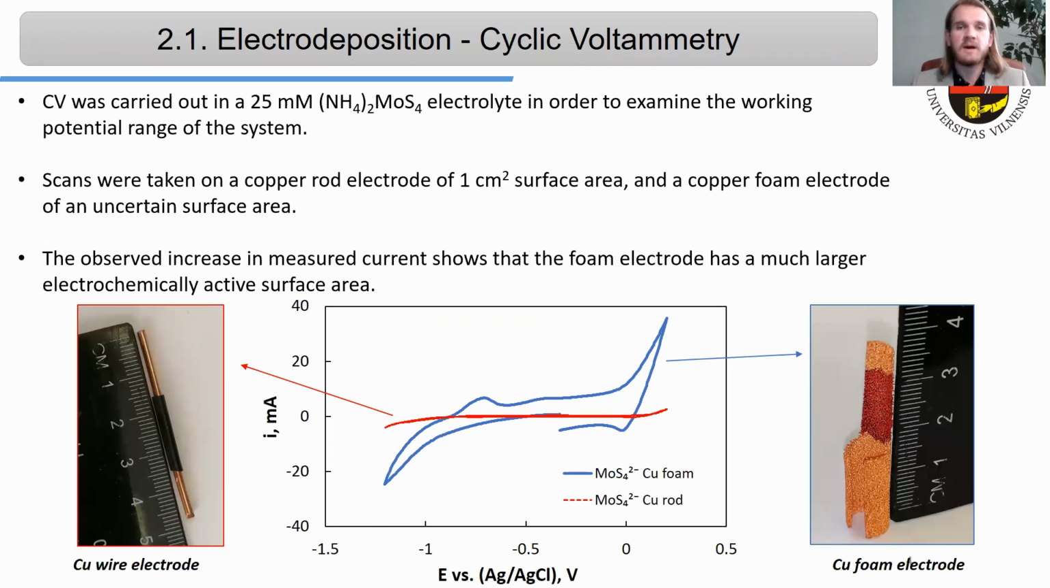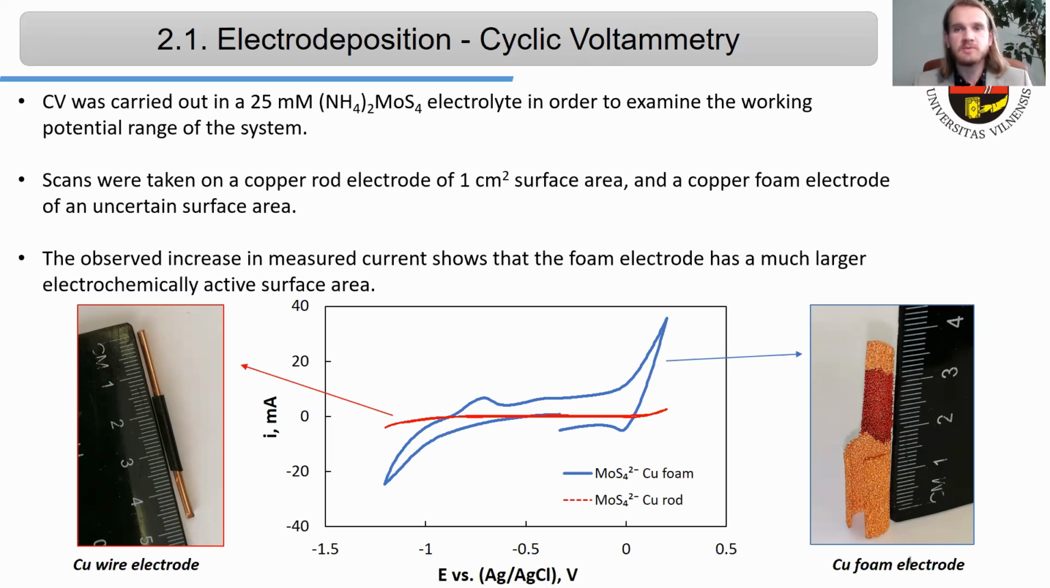Now we move on to how we obtain the molybdenum disulfide films. Firstly, we use cyclic voltammetry to examine the working potential range of the system. The electrolyte had 25 millimoles of ammonium tetrathiomolybdate, which is the precursor for molybdenum disulfide. CV scans were taken on a copper wire with a surface area of 1 square centimeter, as well as a 3D copper foam electrode, the surface area of which is unknown due to its complex structure.